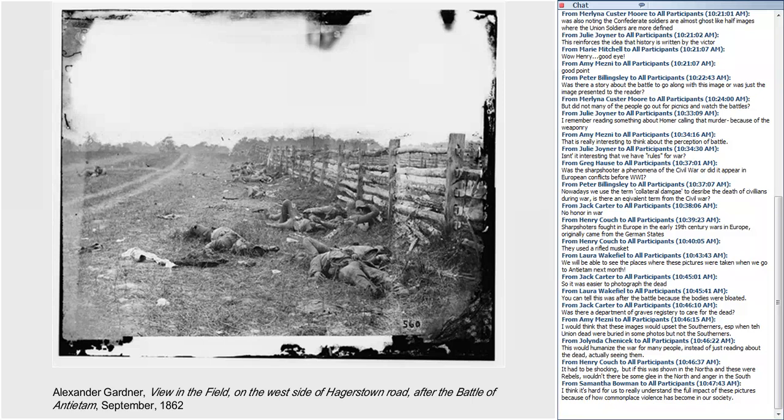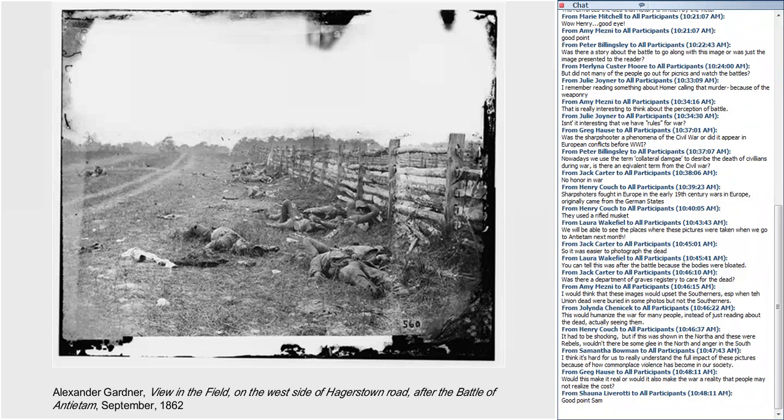The procedures for identifying the bodies were minimal. There was no formal next of kin notification or anything like that going on on either the Union or the Confederate side. So these were very much anonymous deaths that were being recorded out here on the battlefield.